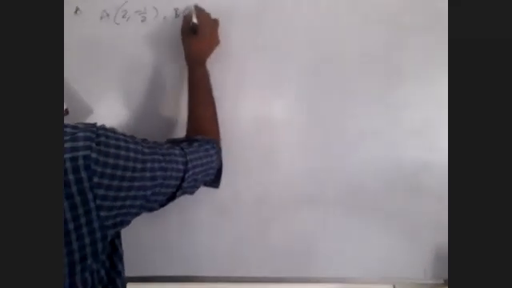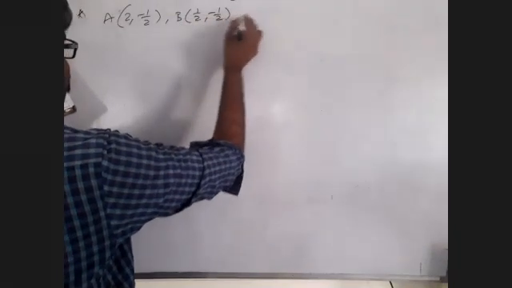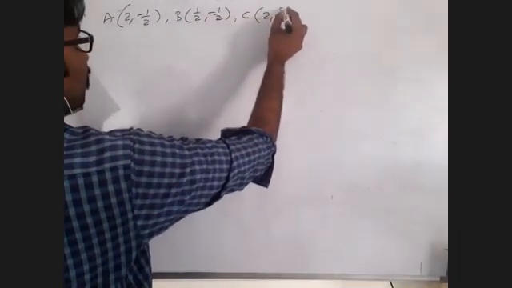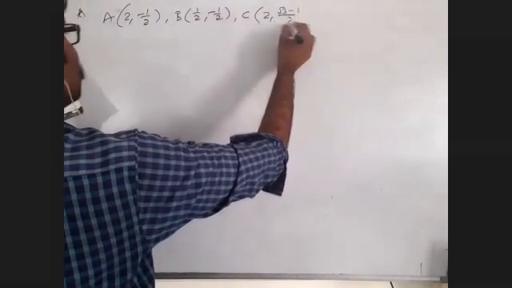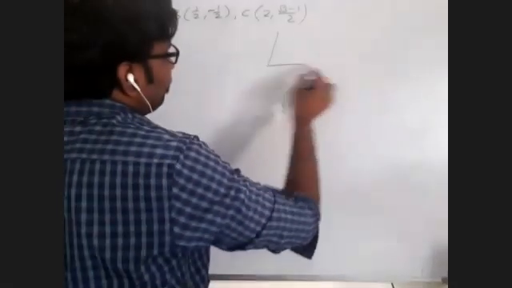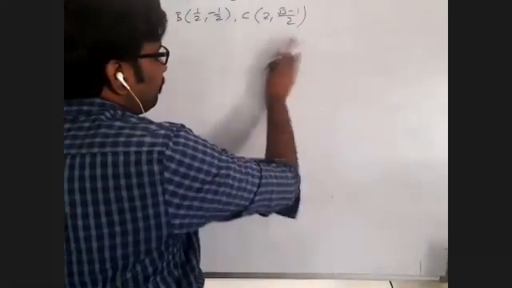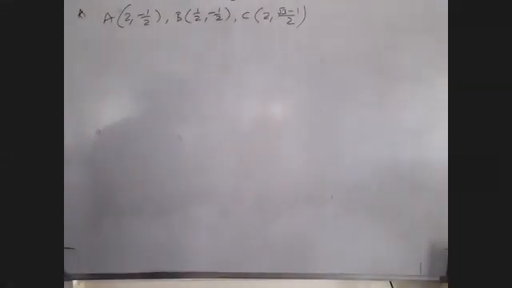I'm giving you examples. The orthocenter of the triangle formed by A(2, -1/2), B(1/2, -1/2), C(2, √3 - 1/2). The orthocenter of the triangle formed by these three points, we have to find.